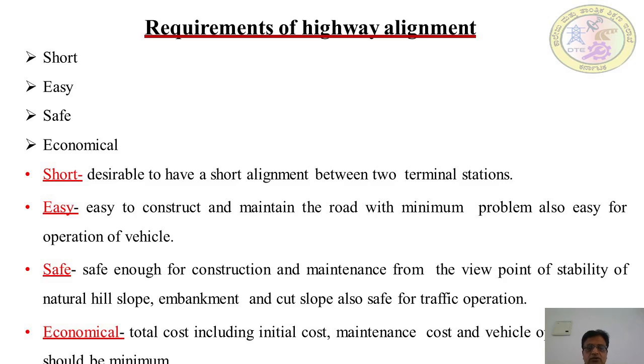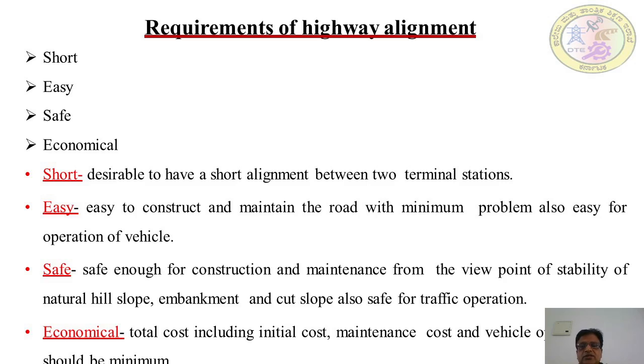It is desirable to have a short alignment between two terminal stations. The distance between the two stations should be as short as possible, because there are a number of ways in which we can connect any two terminal stations or any two cities, but the distance should be short so that the vehicle operation cost and the travel time, everything would be less. Easy: it should be easy to construct and maintain the road with minimum problems, and also easy for vehicle operation cost.